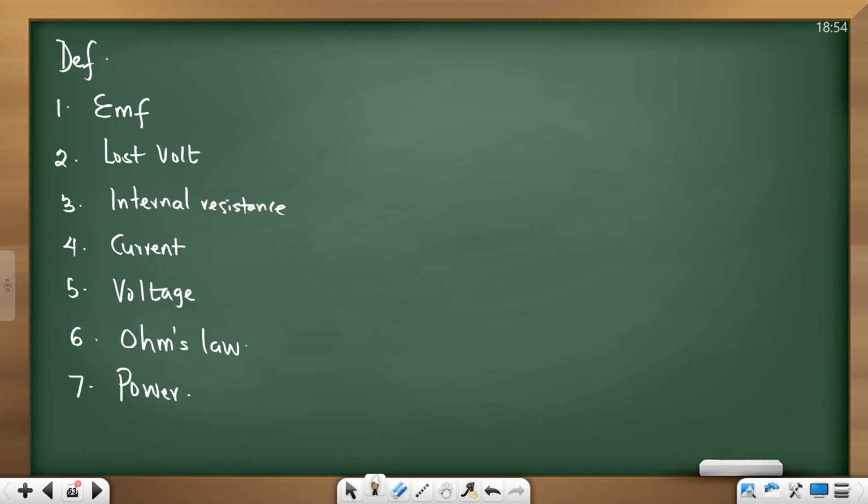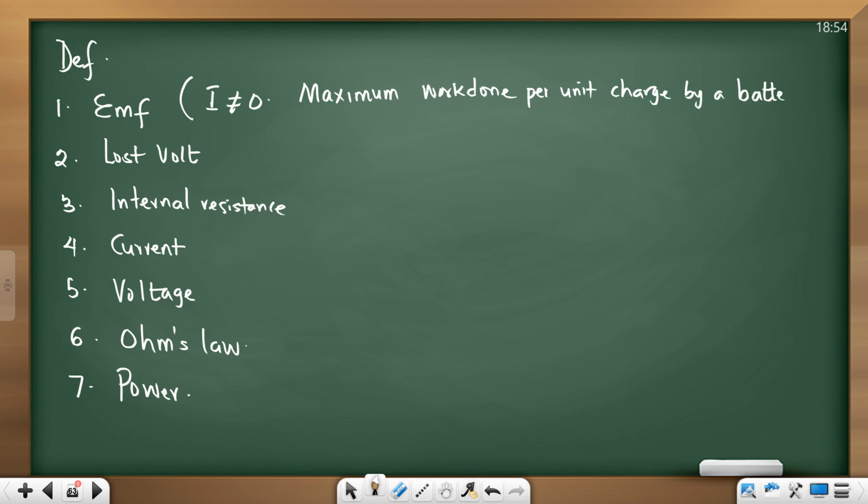So please know your EMF, and know when we measure EMF. When do we measure EMF? When there's no current flowing. So here, we are saying I is equal to 0. This is the maximum energy or maximum work done per unit charge by a battery. If you don't put a battery there, it's 0.